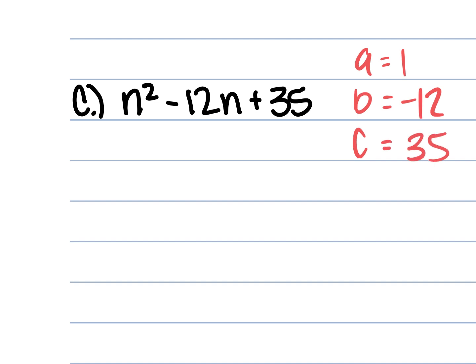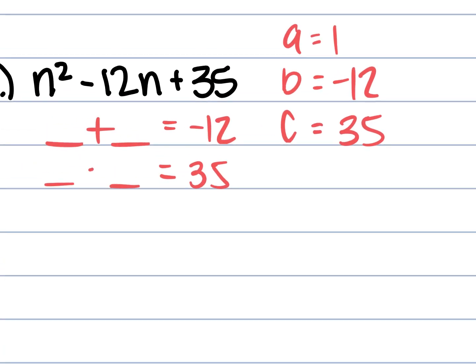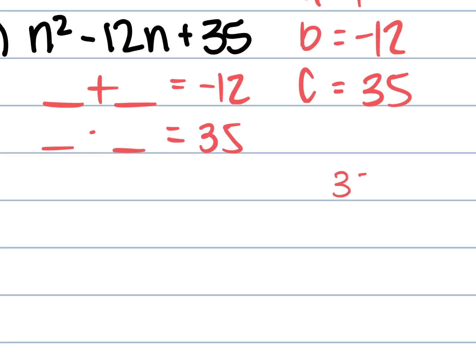So, I now do what? The adding and the multiplying. In other words, sum and product. When they add, they give me what? -12. And when they multiply, they give me? 35. If I can't figure it out, I'm going to write down the factors of what? 35. So let's write 35.